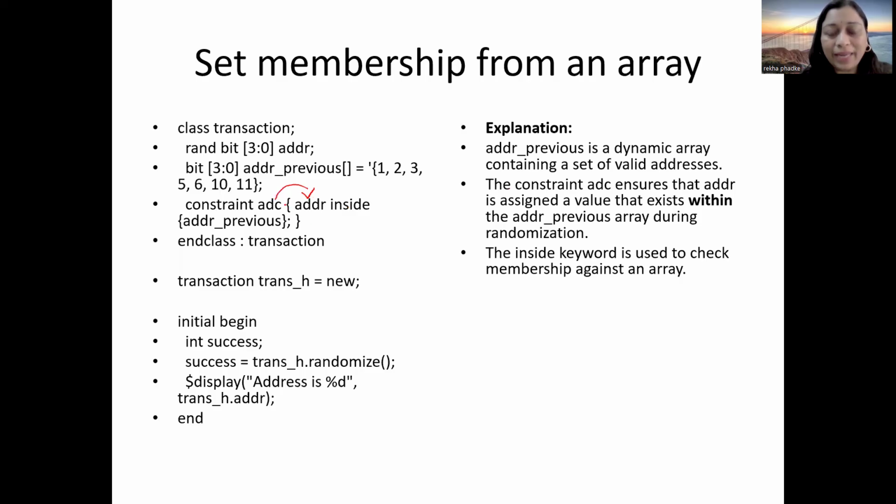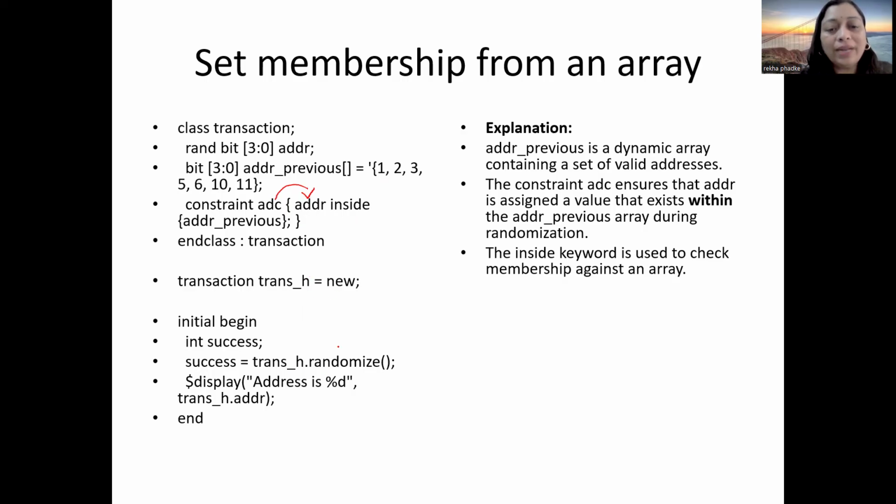And this is the curly bracket syntax which you have to use. And inside, I'm using this array. So what will this expand to? It will expand to 1, 2, 3, 5, 6, 10, 11. So ADDR should have a value anywhere among these 1, 2, 3, 5, 6, 10, 11. That is what I'm restricting. I'm constraining the ADDR to have.